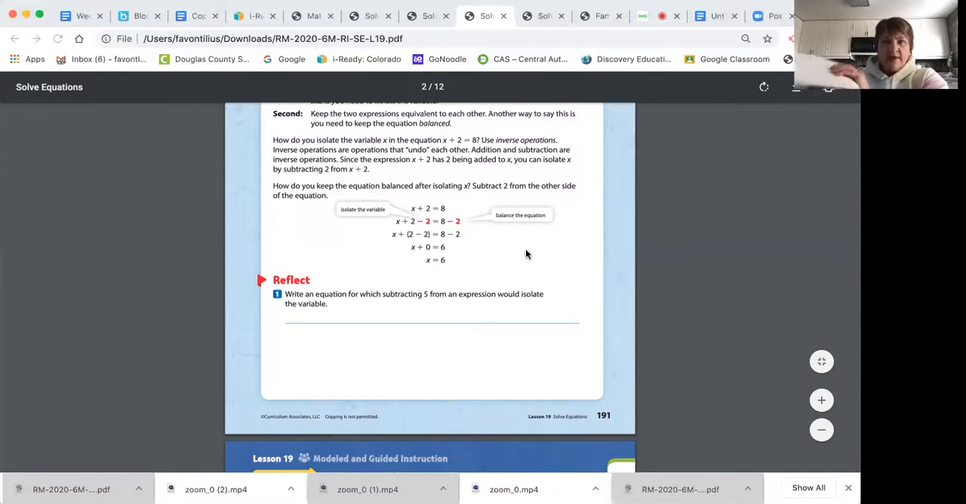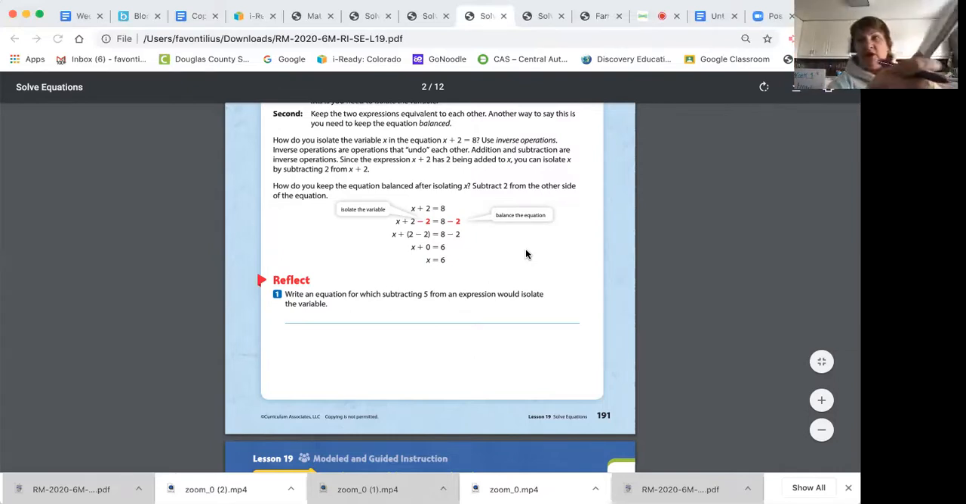Okay, I think yours could be anything, but I wrote x plus 5 equals 12. So I had to use addition. Did you use addition? X plus whatever equals whatever. Because if you used addition, you have to use subtraction to isolate that variable.